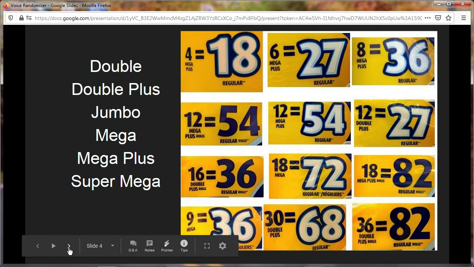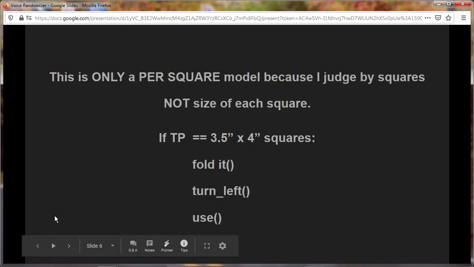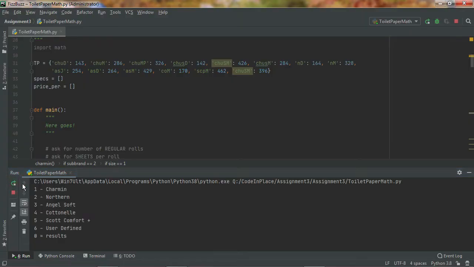4 equals 18, 6 equals 27, 36 equals 82. How do you measure? Square footage? The squares aren't all the same size, but there is at least one side that is 4 inches on any given square. So this is only a per square, meaning sheet, model, because I judge by sheets and squares, not size of each square. Okay, if it's a different size, you just fold, turn left, use. There you go. That's how I look at it.